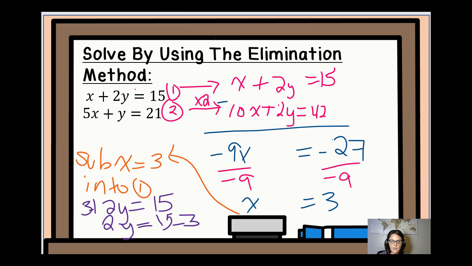So dividing both sides by 2, y is equal to 6. So therefore the solution is 3, 6. Sorry, I'm running out of space here. So therefore 3, 6 is the solution.